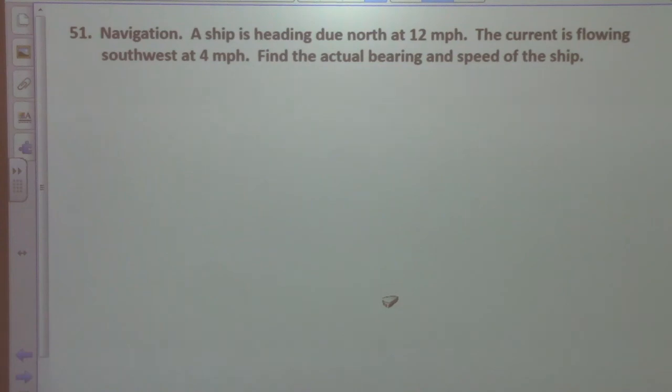Okay. This one here, navigation. We have a ship heading due north at 12 miles per hour. The current is flowing southwest at 4 miles per hour. Find the actual bearing and speed of the ship. You know how that one works out? You know how to do this one? We're going to do some position problems next week that are related to this, get some more experience next week on this.